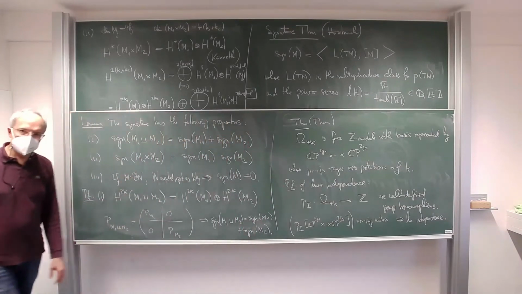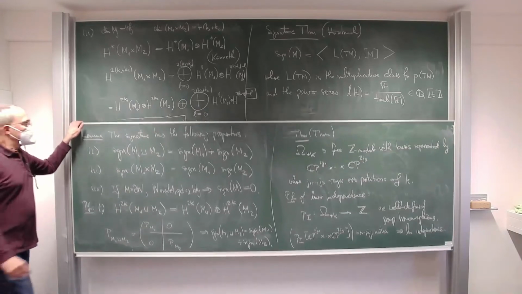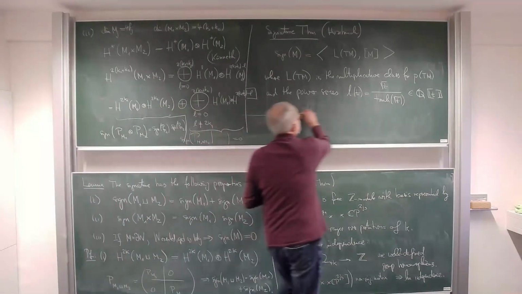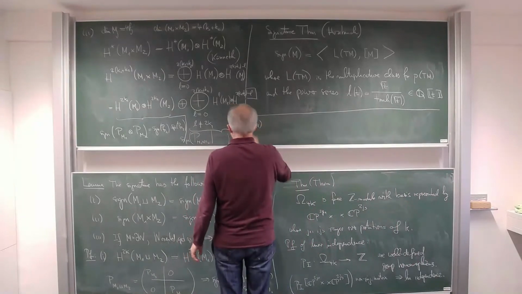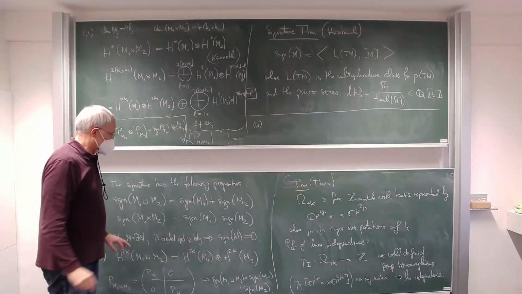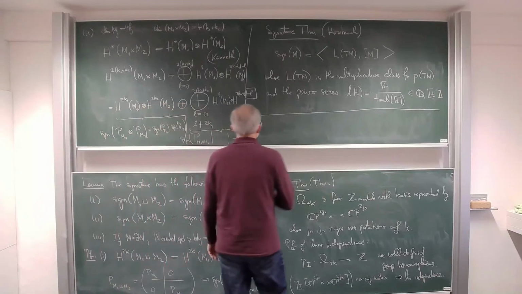Signatures of boundaries are 0. And that is something I cannot discuss now. This is a consequence of a generalization of Poincare duality to manifolds with boundary, which is called Lefschetz duality.